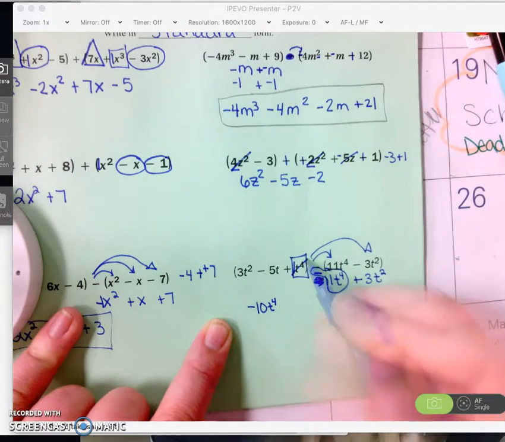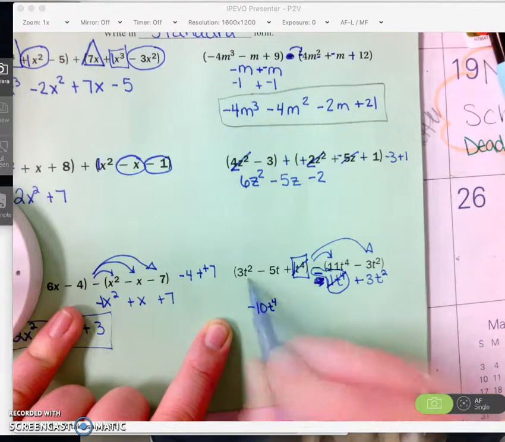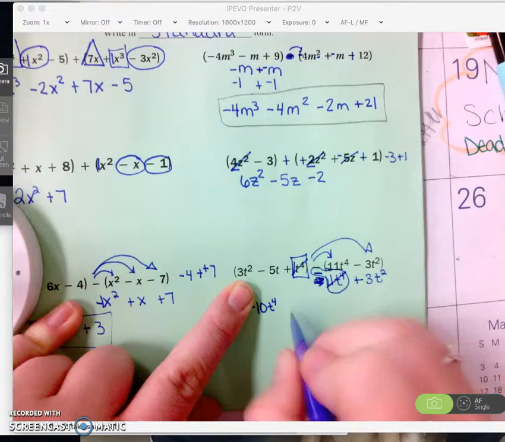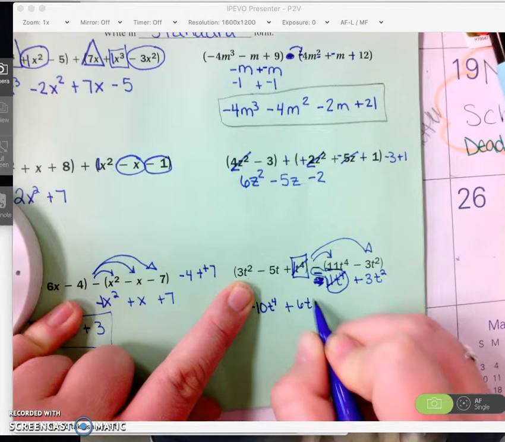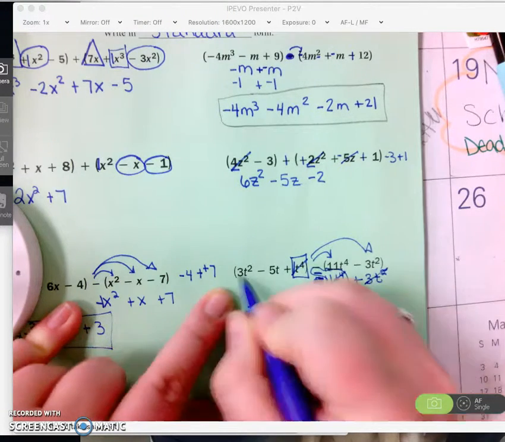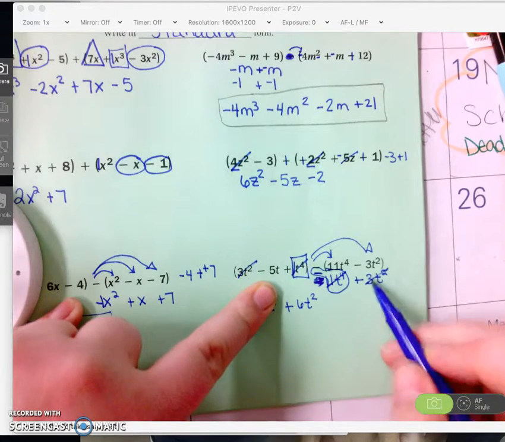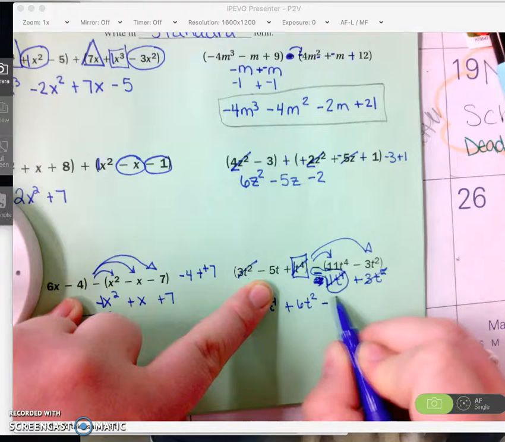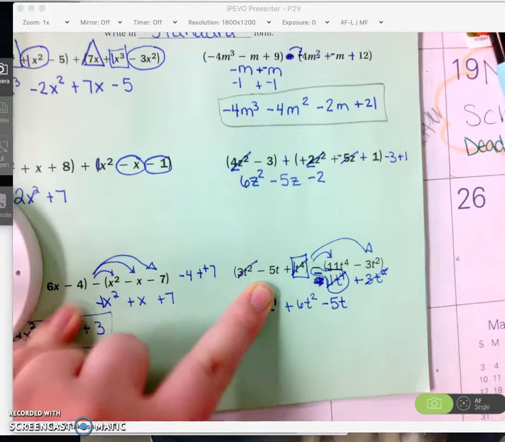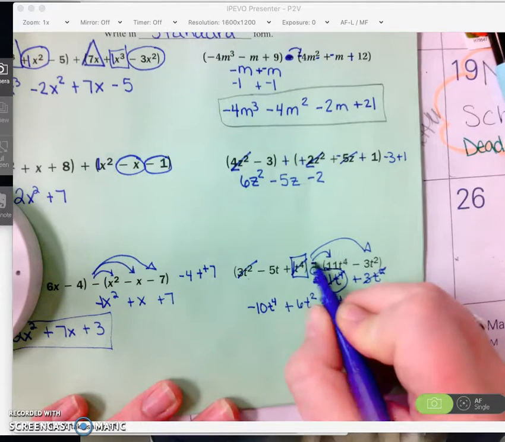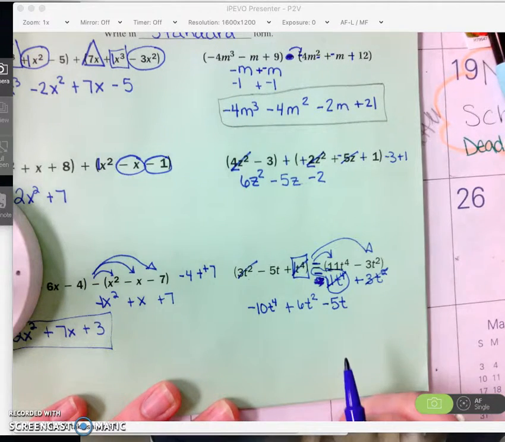Okay, so I got rid of my fourths. Now my seconds, 3t plus 3t becomes a positive 6t to the 2nd. And then I'm going to do, so I got rid of those, and then I still have my minus 5t. And that just comes down there because I have no other one to combine it with.